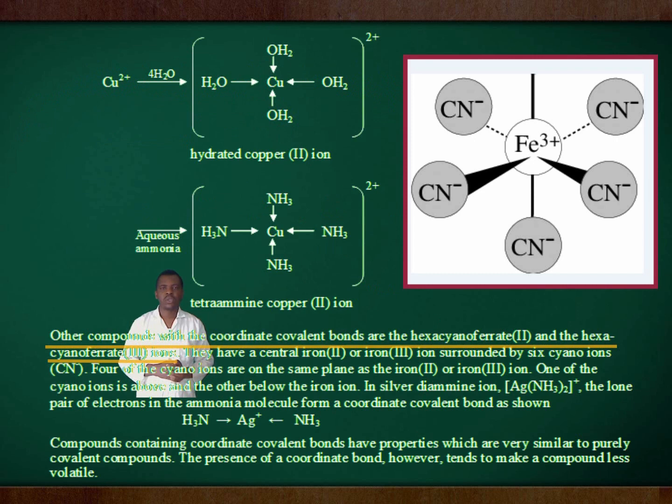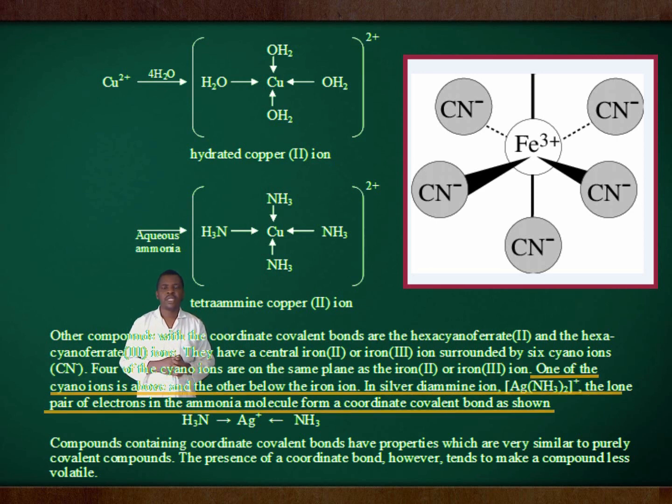Other compounds with coordinate covalent bonds are the hexacyanoferrate 2 ions and the hexacyanoferrate 3 ions. They have a central iron 2 or iron 3 ion surrounded by 6 cyanide ions. 4 of the 6 cyanide ions are on the same plane as the iron 2 or iron 3 ions. One of the cyanide ions is above and the other below the iron.